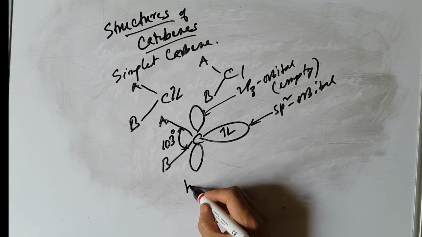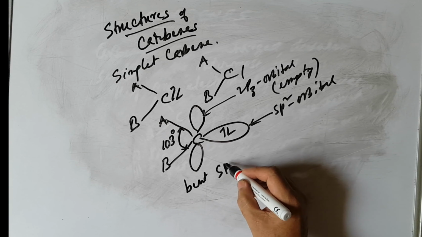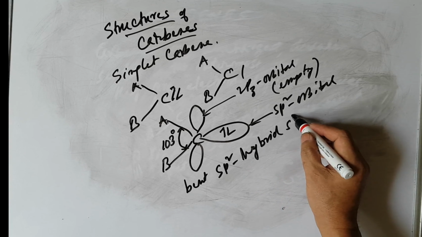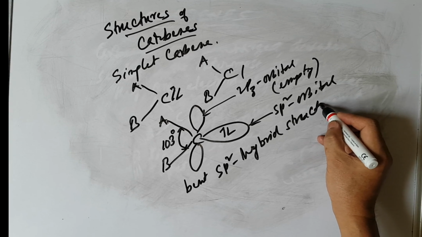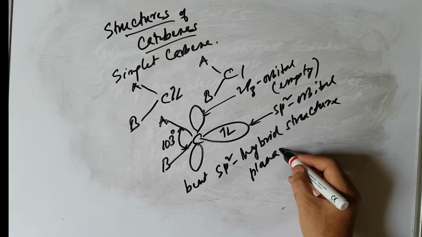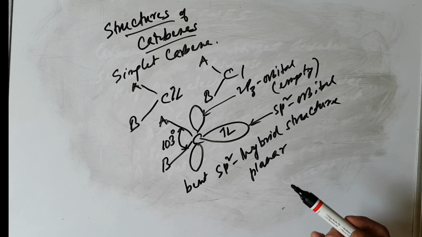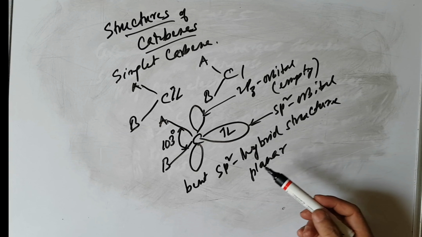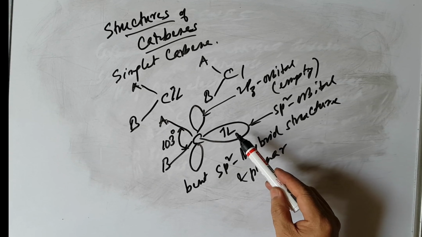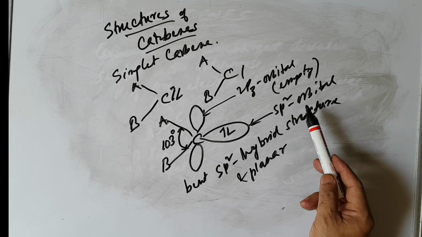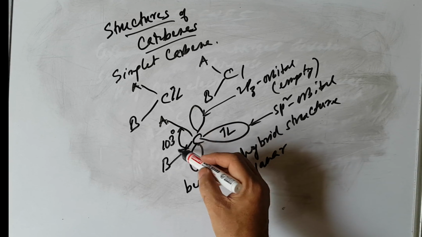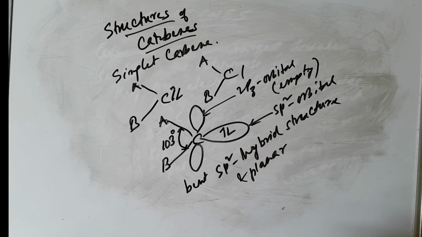They have a bent sp2 hybrid structure, which is also planar. So I'm repeating again: singlet carbenes have a bent sp2 hybrid structure and are planar, and the two electrons, the two spins, occupy the sp2 orbital, and the 2p orbital is empty, and the angle between these two bonds is 103 degrees.